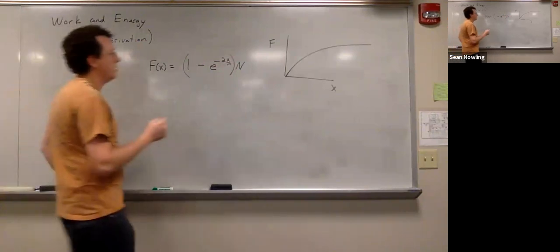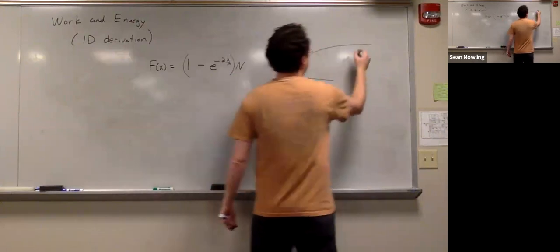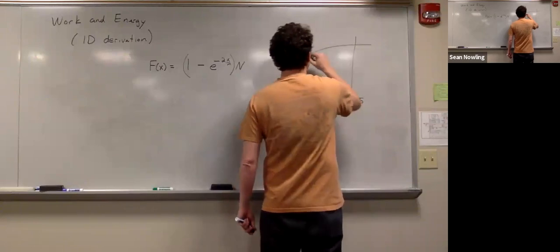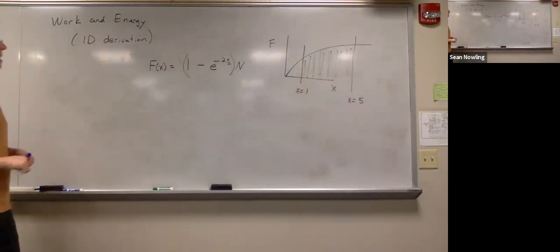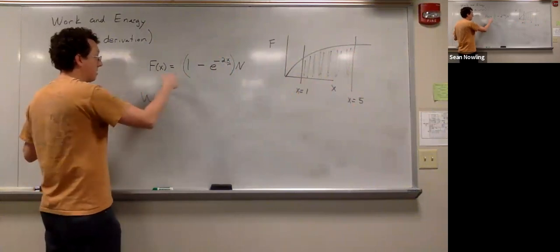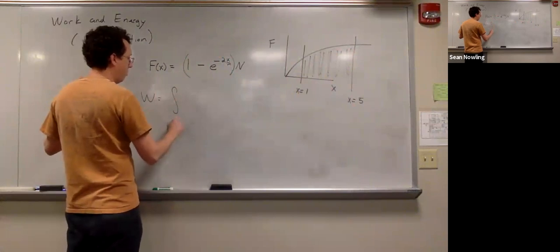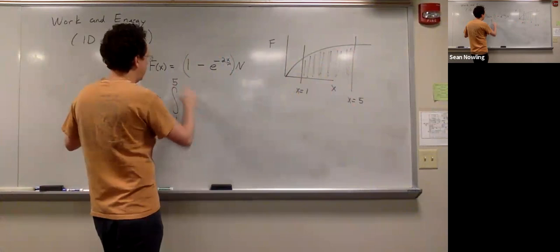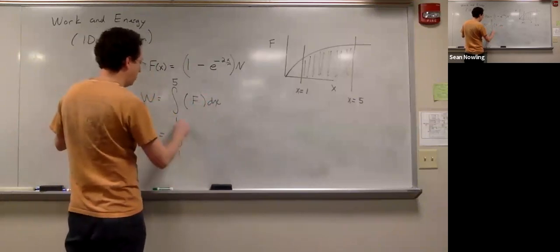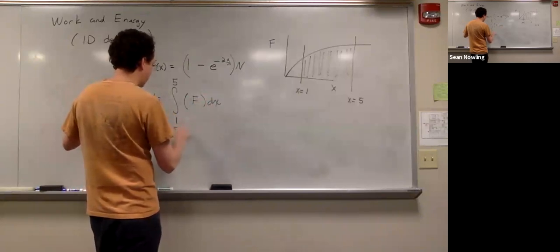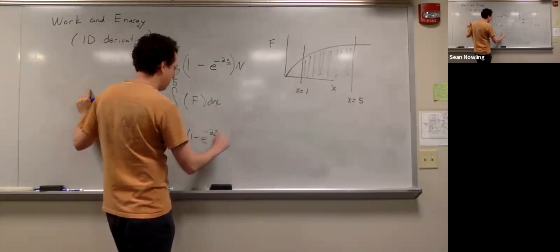All right, let's evaluate the work in traveling from x equals 1 to x equals 5. So let's evaluate the work, which is nothing other than the area under this curve, and that would give us the change in kinetic energy. So the work associated with this force moving from x equals 1 to x equals 5 would equal the integral from 1 to 5 of F dx. That's nothing other than the integral from 1 to 5 of 1 minus e to the minus 2x over meters, dx.